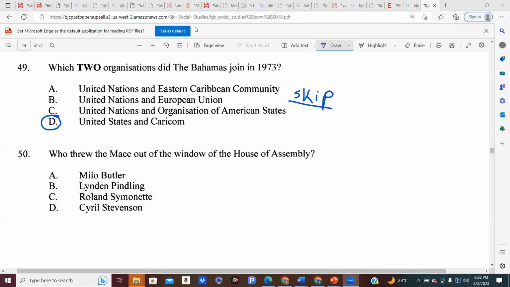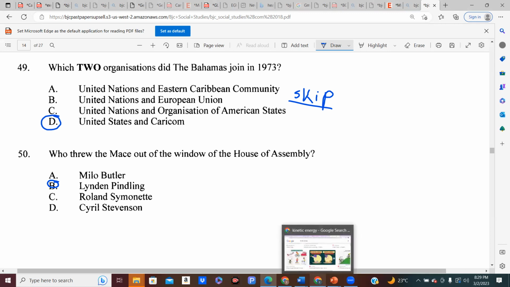Yeah, I thought he chose the hourglass. Oh, okay, interesting. So did Milo Butler throw the mace or did Celinda Pendant throw the mace? I know, I get them mixed up. The correct answer is B. Okay. Now it's a Milo Butler.